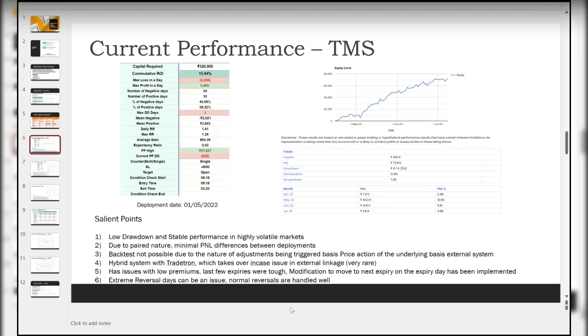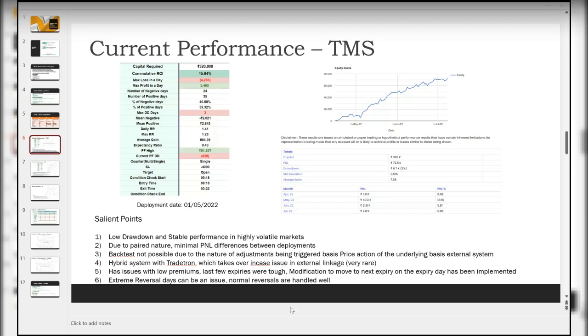That will not be that agile, but it will make sure that a lot of things are calculated before it takes a move, and that is not a calculation based on premiums, but it is based on the underlying. And that's the reason why when we have low premiums and the VIX is going down, expiries can be tough, especially directional expiries can be tough for TMS.